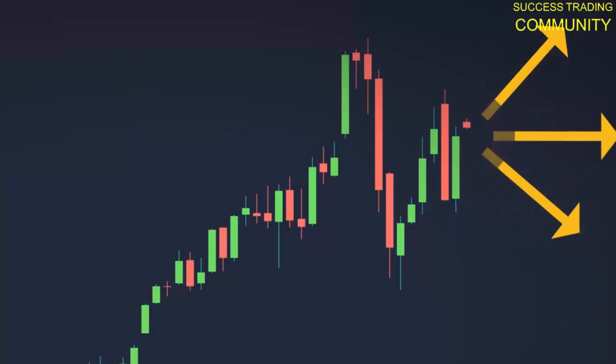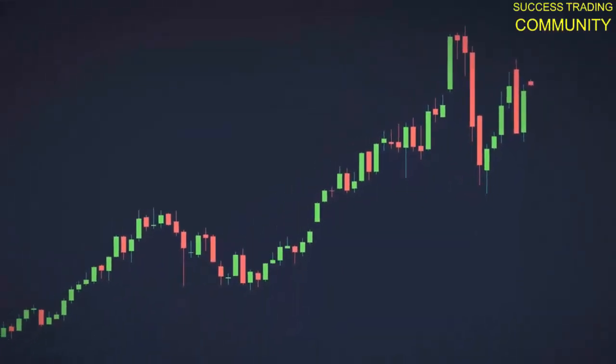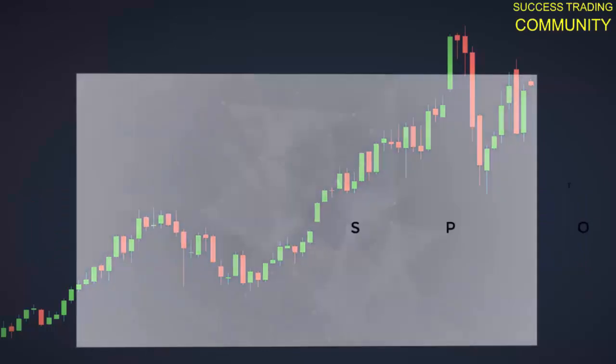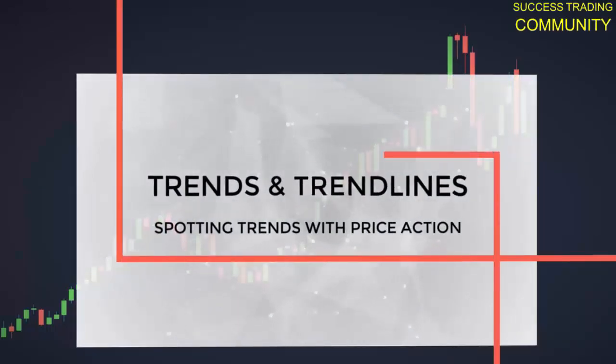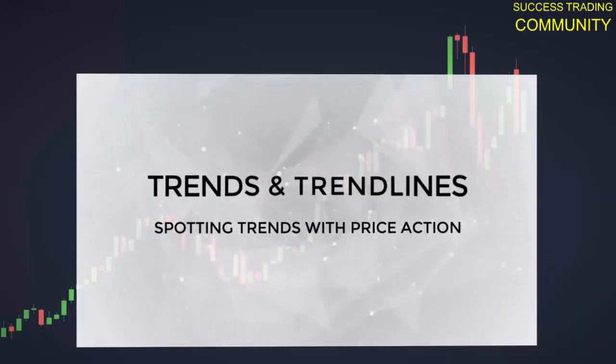The purpose of technical analysis is to apply tools that provide the best chance of identifying the future direction of prices. If wrong, these tools can also control the size of your loss. So it's imperative you don't overcomplicate your analysis with useless data or indicators that don't add value to your charts. Today we'll talk about trends, trend lines, and price action, and I'll show you the easiest way to analyze a chart to have a better understanding of what is really happening on it.